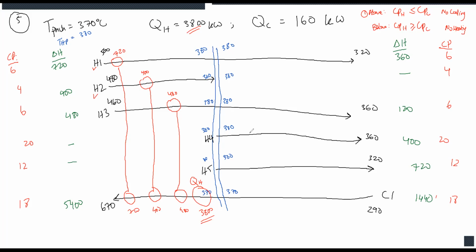Only 20 is greater than 18. So let's make this connection, first of all. So I'm going to connect here. I'm going to transfer all the 400 available in 20. Okay, so this stream is done below the pinch. And I still have 1,040 left here, which I need to get rid of somehow because I cannot heat below the pinch. So in this case, I'm going to do a split stream. So 18, I can split it. I can split into 3 streams actually, and it will be fine.